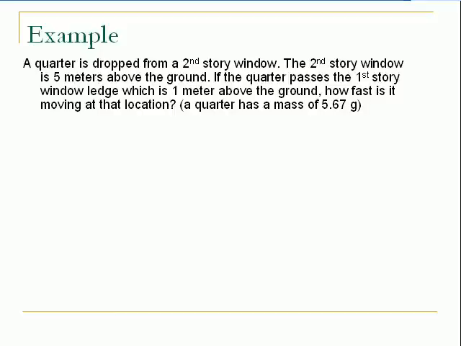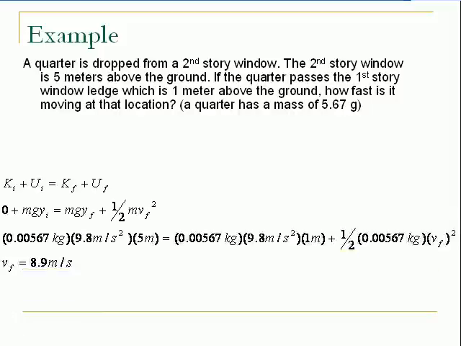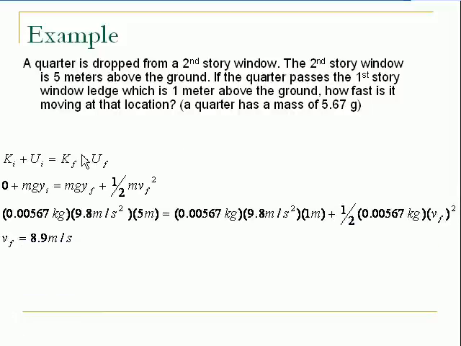We're going to use the fact that this is an isolated system. As the quarter falls, the total energy of this system is not changing. It's just going from one form to another, from gravitational potential energy to kinetic energy. So we can set up our equation for the conservation of energy. The initial kinetic energy plus the initial gravitational potential energy is equal to the final kinetic energy plus the final gravitational potential energy. And then we can fill in our equations.